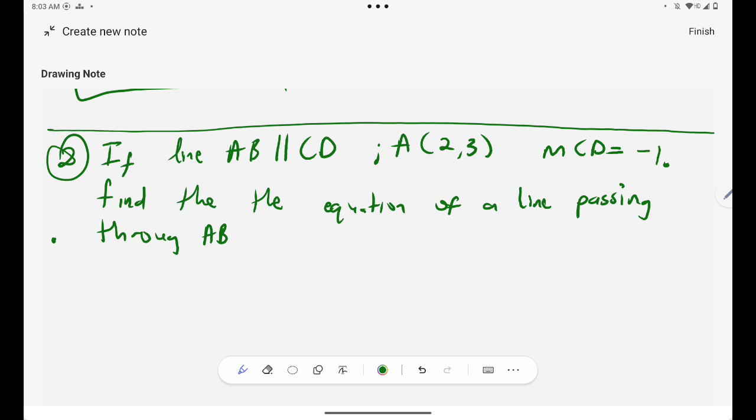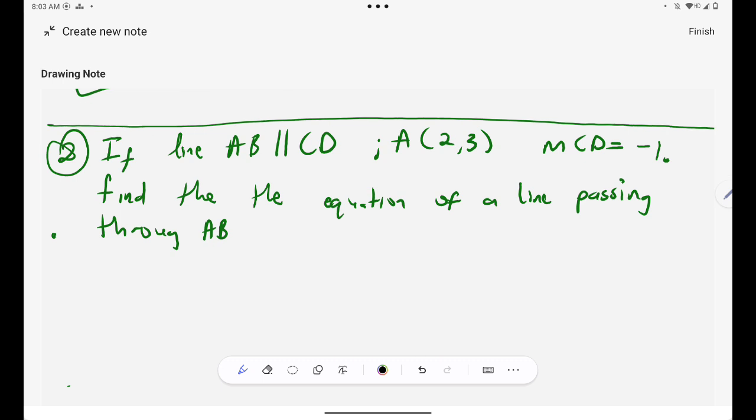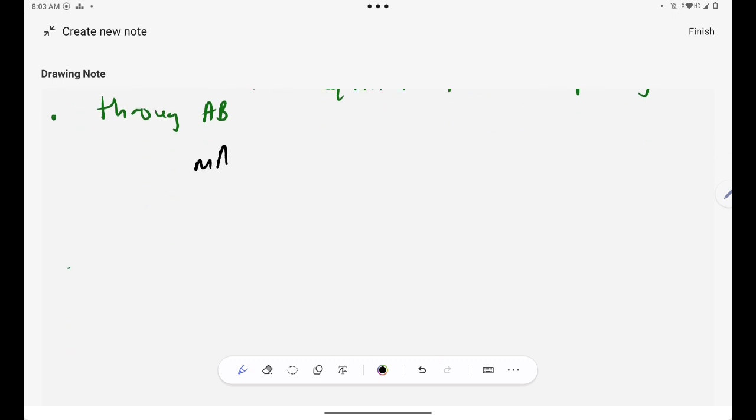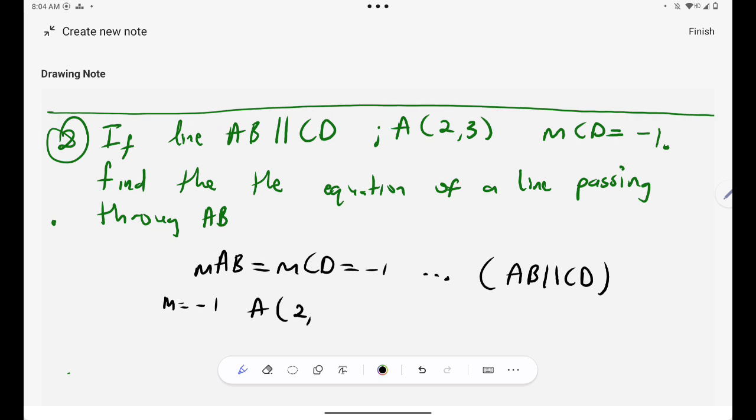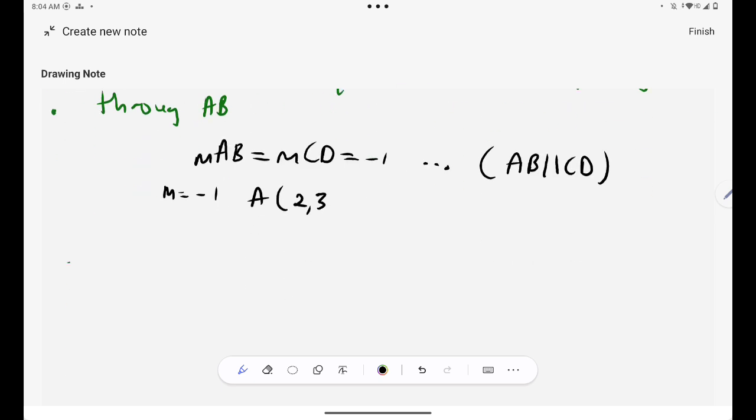1 point which is on line AB. Are you together? So for the solution, I'll therefore say the gradient of line AB is the same as that of line CD, which is negative 1. Why am I saying that? I'm saying that because I'm told that AB is parallel to CD. Are you together? So now I do have the gradient, negative 1, and the point, 2 and 3. I can just find the equation of the line.